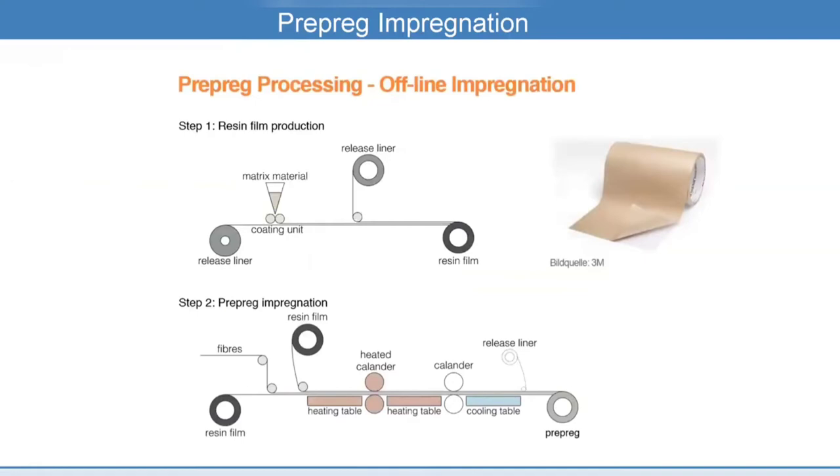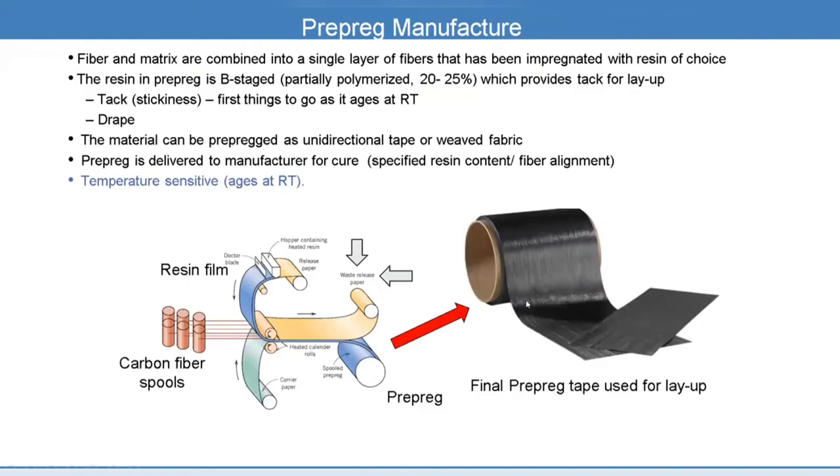You have prepreg processing, which is offline impregnation. You have the resin film production, which is done separately. And you have a release liner, typically a release film. And so here is an example of a 3M application or product. You have this matrix material being applied through this coating unit. And now you take the fibers and impregnate them into the resin. And you can see there's a heating table and these things are getting basically wrapped up together. And then you have this cooling table section here that brings everything together even better into that product that you see here. And you can see here that as it's been unrolled, it seems to be flexible. The reason it's flexible is because it's partially cured and it has the ability to be draped.